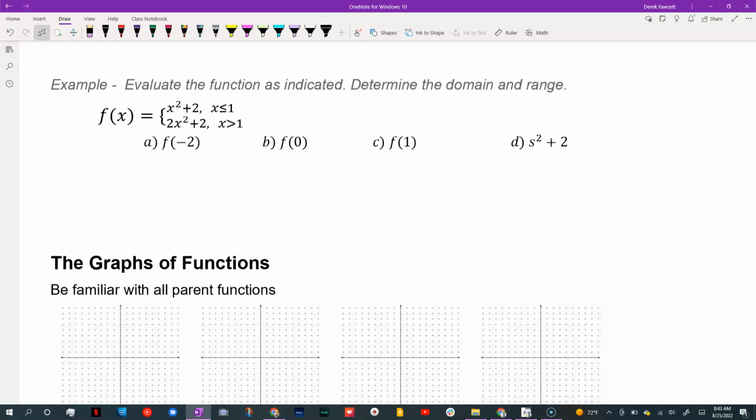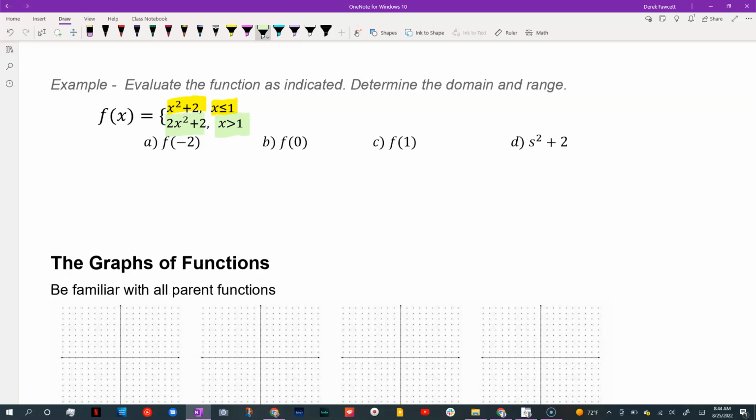So here is a piecewise, where on this first part it says use x squared plus 2 whenever x is less than or equal to 1. And on this next part it says use 2x squared plus 2 wherever x is greater than 1. All right, so they're pieced together and they come, whether they meet up perfectly or not, I don't know, but they come together at x equals 1.